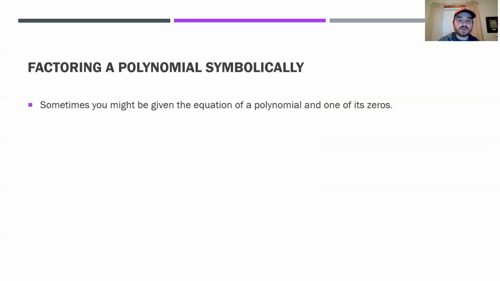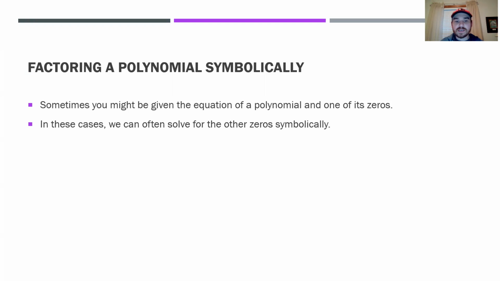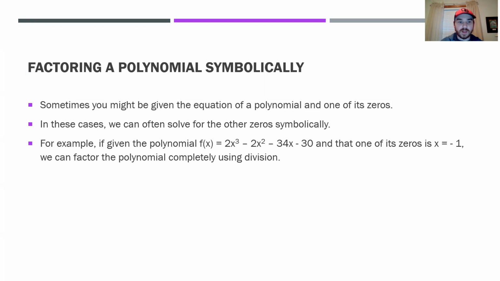Now, factoring a polynomial symbolically is much more difficult, but it's still doable. So sometimes we might be given the equation of a polynomial and one of its zeros. In these cases, we can often solve for the other zeros symbolically. For example, given the polynomial f of x equals 2x cubed minus 2x squared minus 34x minus 30, and that one of its zeros is x equals -1, we can factor the polynomial completely using division. So what we would do is say we know we have the term x plus 1, right?